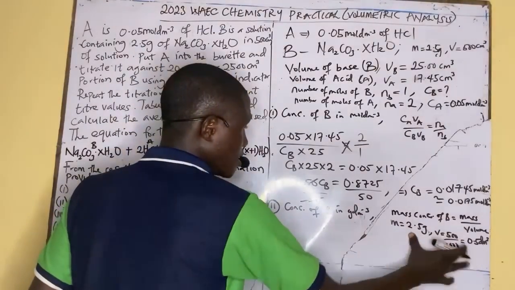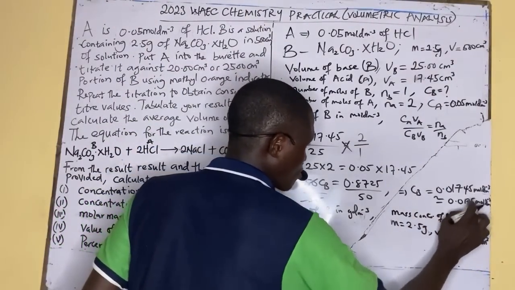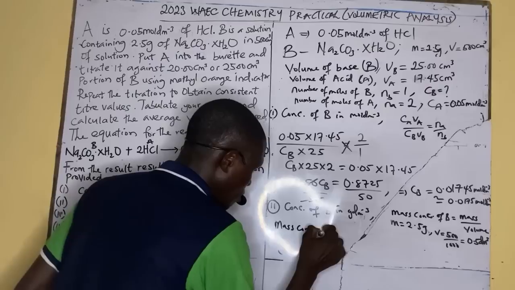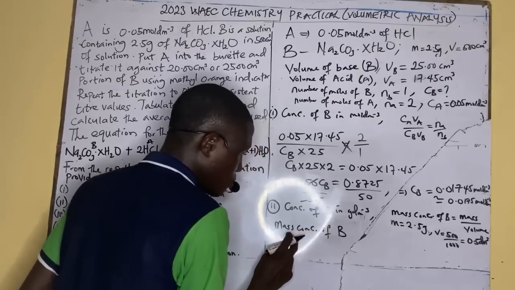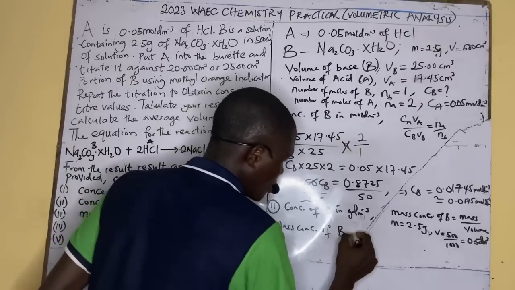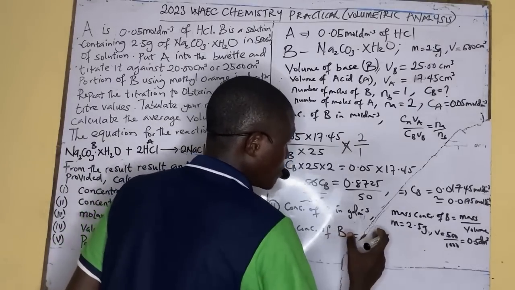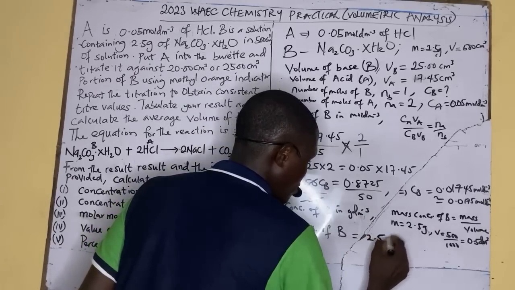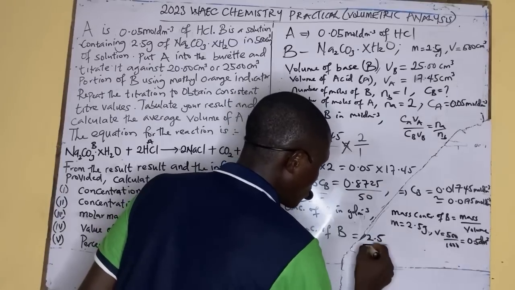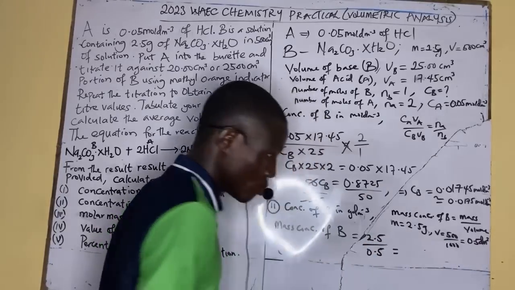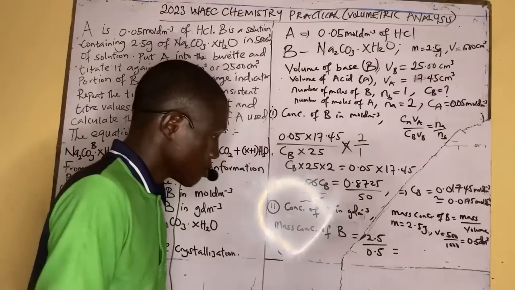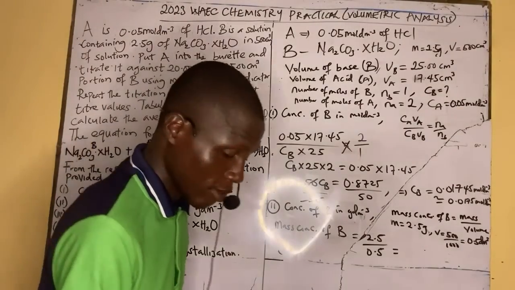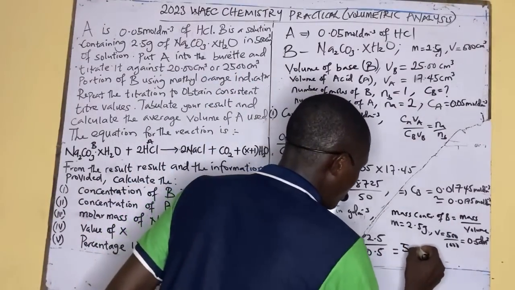Having gotten this, you just use mass concentration equal to mass over volume. So the mass concentration of B, which is the same as the concentration of B in gram per dm cube, is equal to mass over volume, which is 2.5 all over 0.5. 2.5 divided by 0.5, we have 5.0.